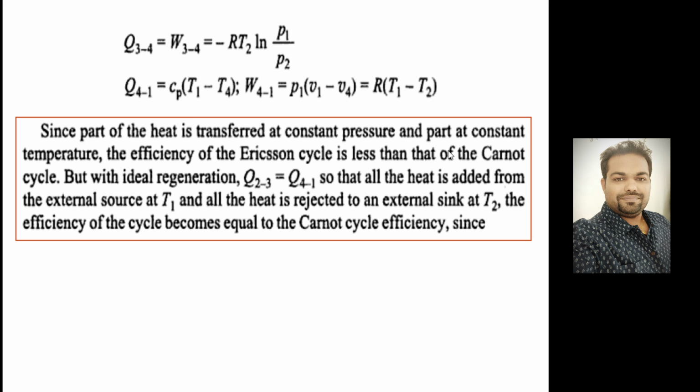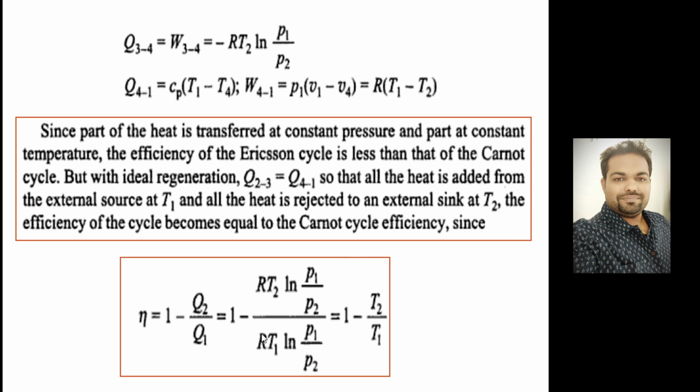Since part of the heat is transferred at constant pressure and part at constant temperature, the efficiency of the Ericsson cycle is less than that of the Carnot cycle. Compared to the Carnot cycle, efficiency is less. But if you add regeneration in the processes 2 to 3 and 4 to 1, then the cycle efficiency can easily approach the Carnot cycle. So you can put the value: 1 minus Q2 by Q1 is equal to 1 minus R T2 divided by R T1, and the P1 by P2 terms are the same in both, so you can cancel them out. You get 1 minus T2 by T1.